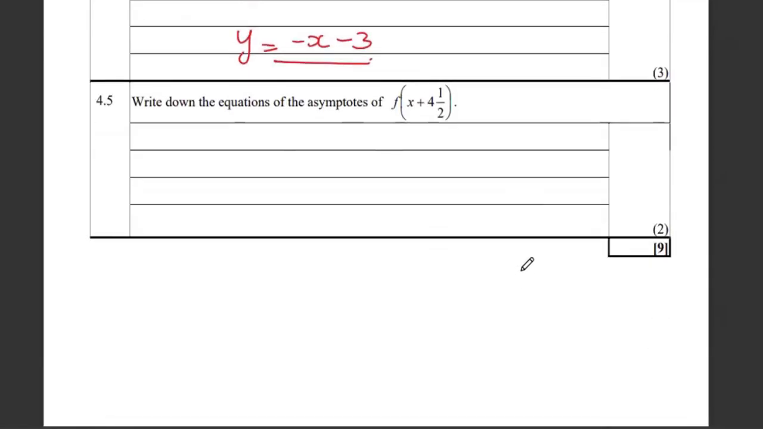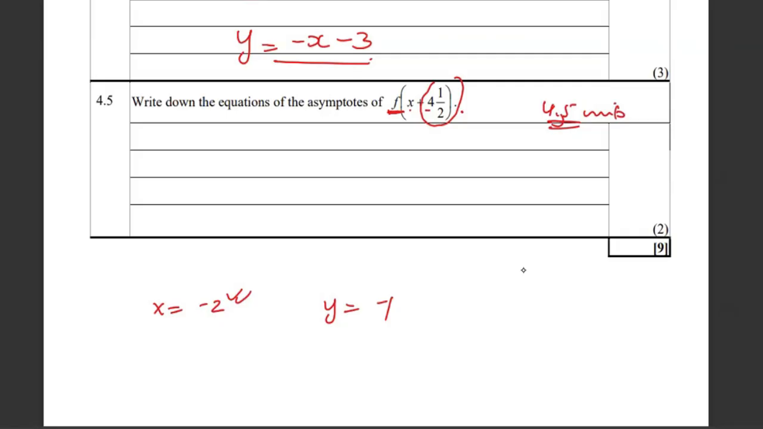Okay. Then write down the equations of the asymptotes of f, where x is a 4, x plus 4.5. So meaning that this graph is being shifted 4.5 units to the left. Remember, the initial asymptote was -2 and -1. So if we are moving the graph horizontally, it's only this asymptote that's going to be affected.